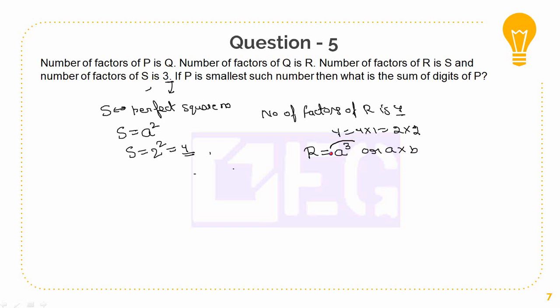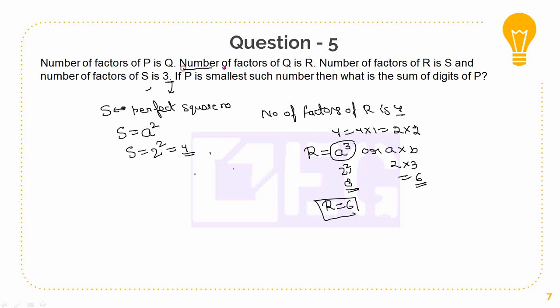When R is in the form of A cube, the smallest value will be 2 cube, which is equal to 8. When R is in the form of A into B, the smallest value will be 2 into 3, that is equal to 6. And we need the minimum possible number, so R will be equal to 6.